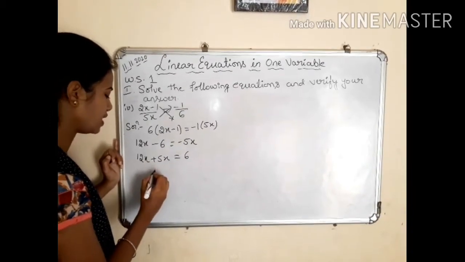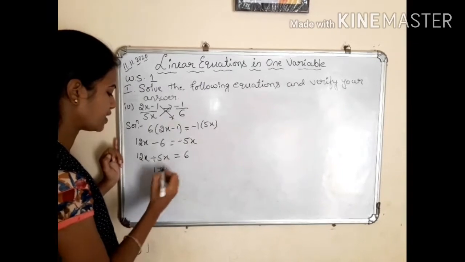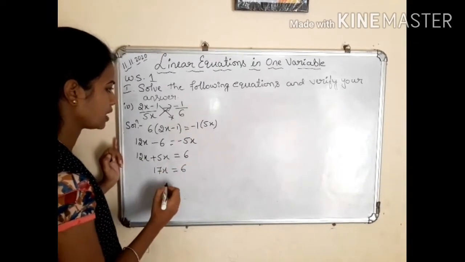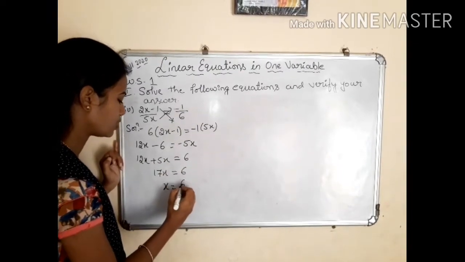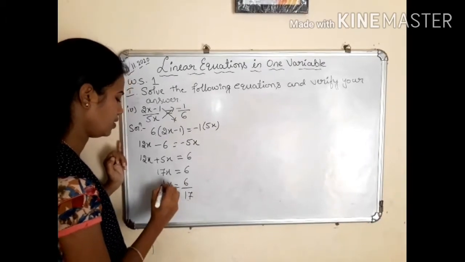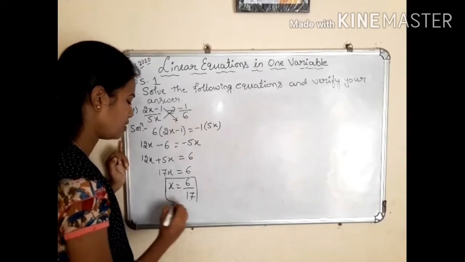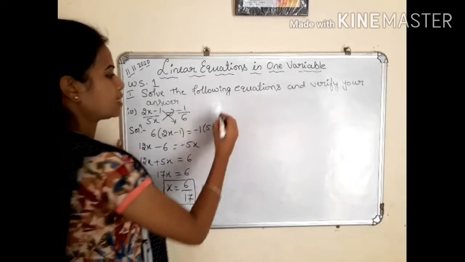12x plus 5x is 17x. 17x equal to 6. x is equal to 6 by 17. This is the x value. Next, verification.